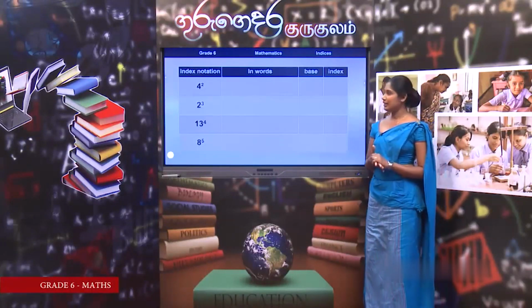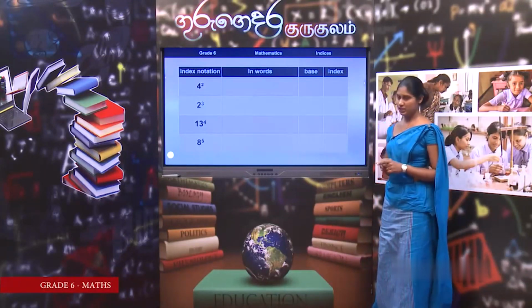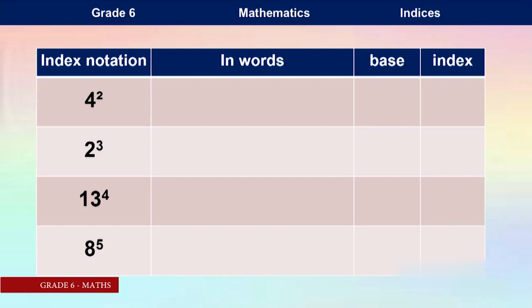Okay, now complete this table with me. For the first one, I have given the index notation to you, and you have to write it in words and tell me what the base is and what the index is here. First one, you know the largest number and the smallest number. Tell me it in words. That is 4 to the power 2. Then tell me what the base is here. The base is the largest number, so that is 4, and the index is 2.